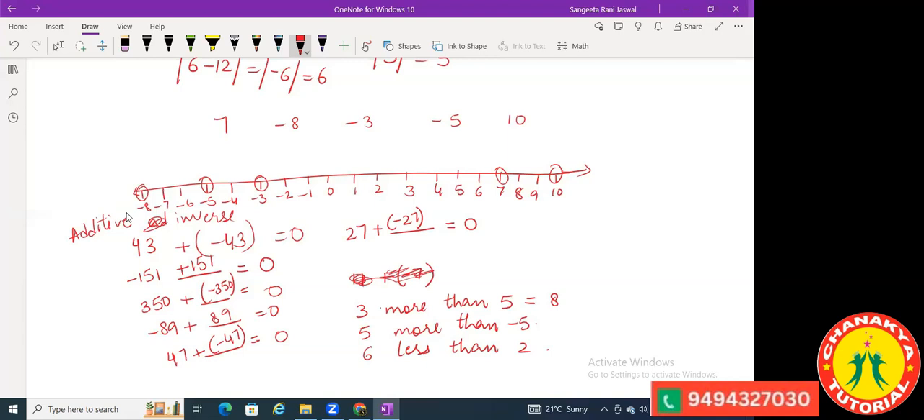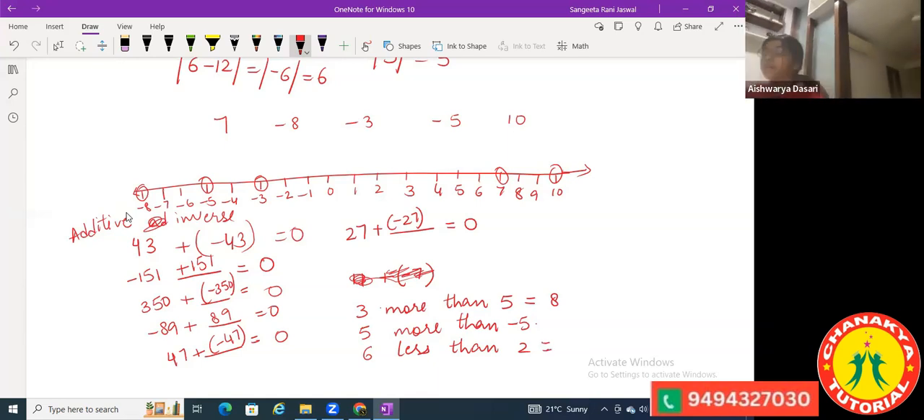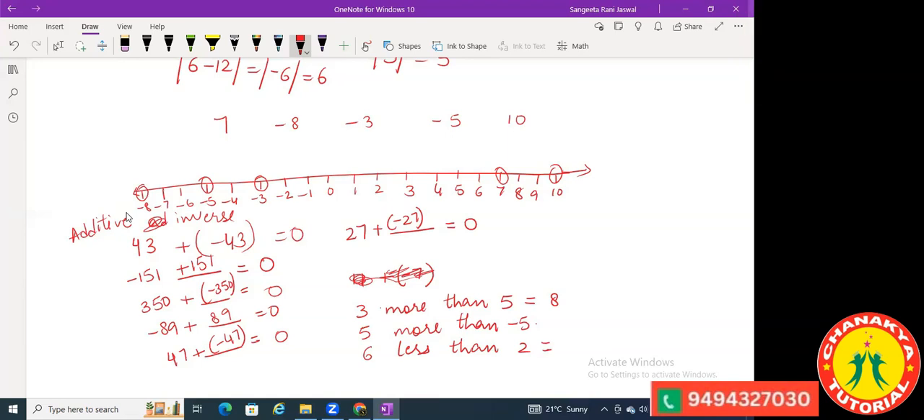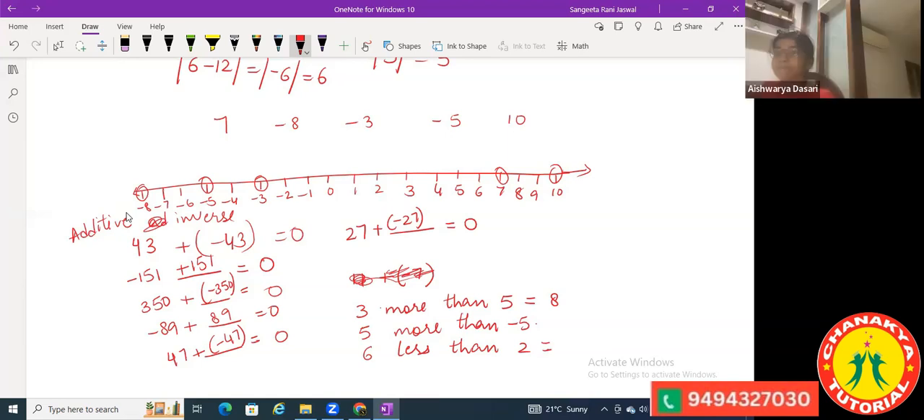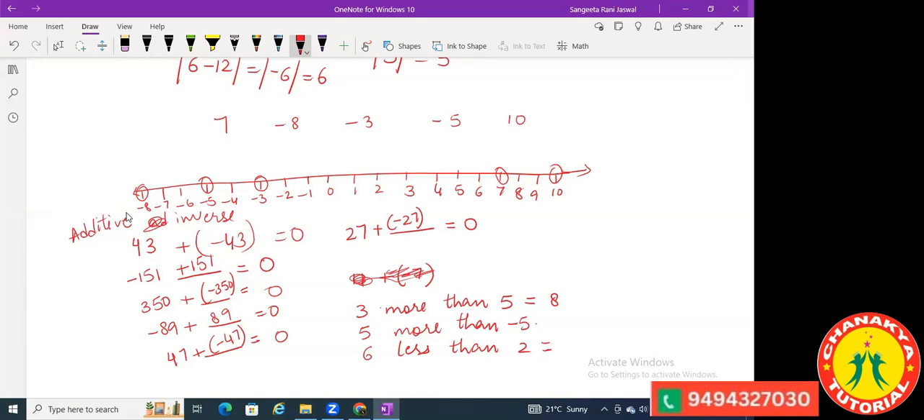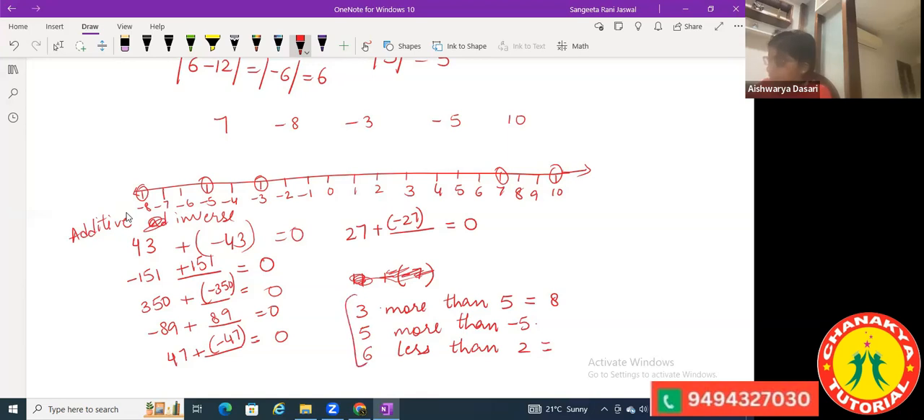Aishwarya, you tell me, 6 less than 2. Yes, ma'am. The answer is -4. Okay, show me your notebook. Where have you done it on the number line? I've told you to do it on the number line. Yes, ma'am, I'm doing the number line.